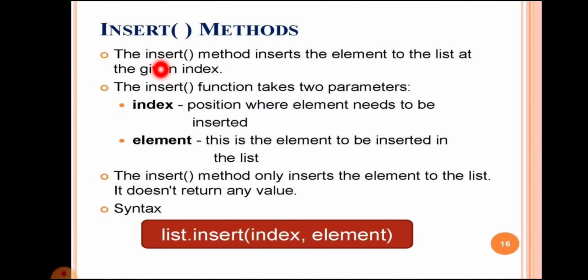Insert method. The insert method inserts the element into the list at the given index. Insert of index comma element: what the element should be inserted and at which position it should be inserted. This is the syntax: list.insert(index, element). Index is the position where the element needs to be inserted, and the element which needs to be inserted we also need to specify. The insert method only inserts the element to the list. It doesn't return any value.